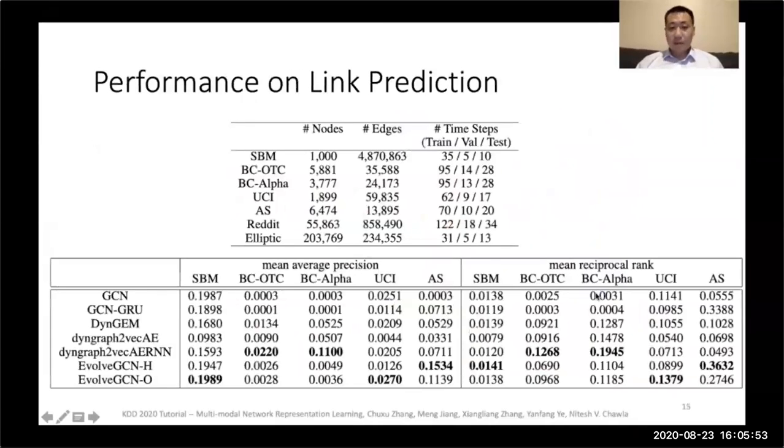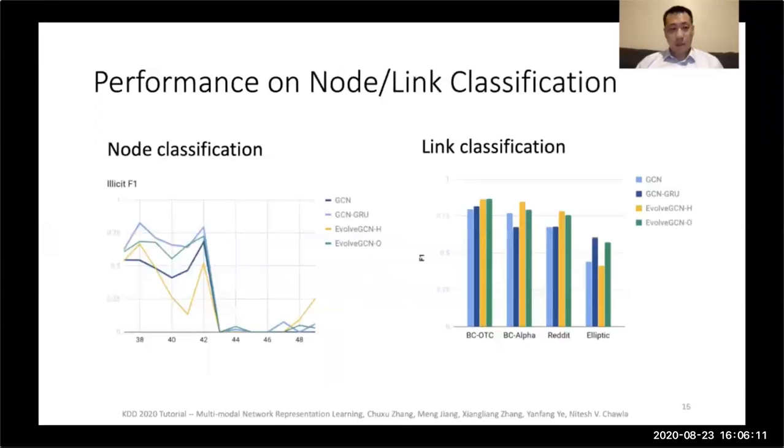So in their experiments, they also perform on link prediction. Okay, on multiple kinds of data sets, quite a lot of data sets. Right. They show that this H version and O version perform pretty well compared to the existing methods. And they also show the performance on node classification and link classification.